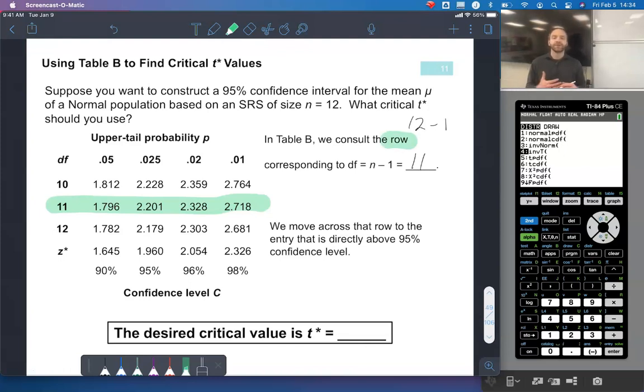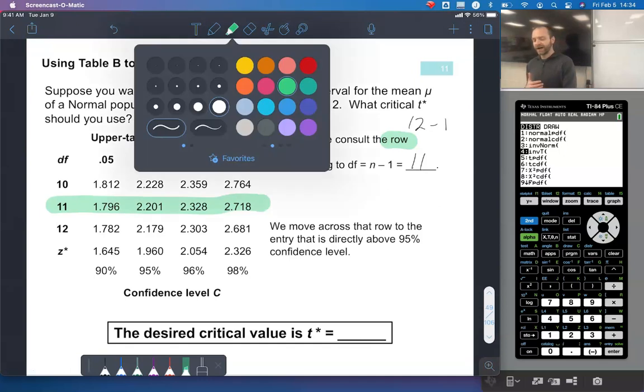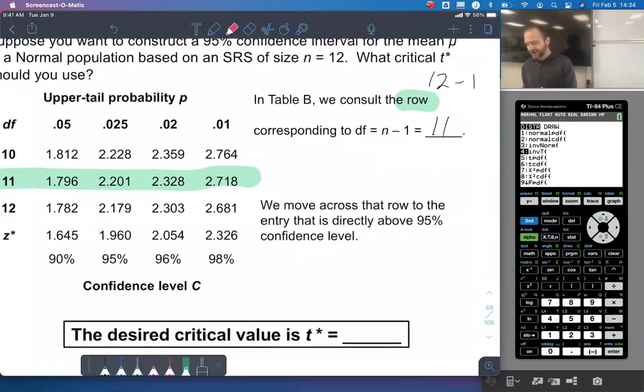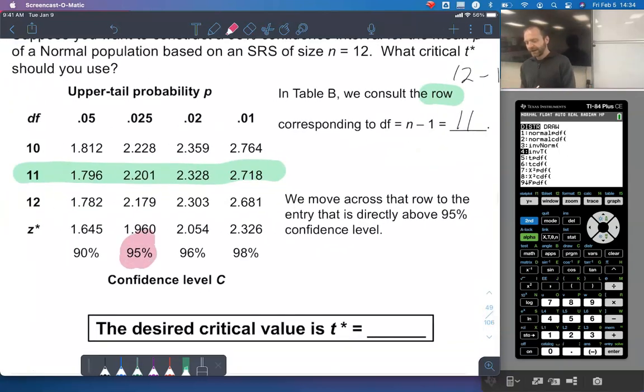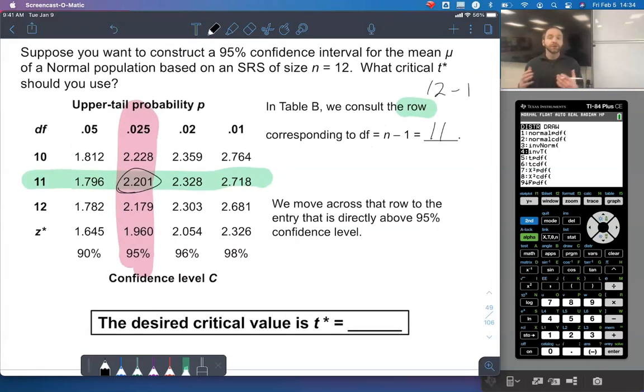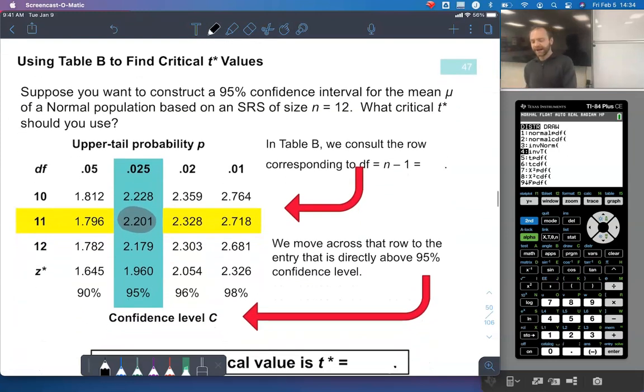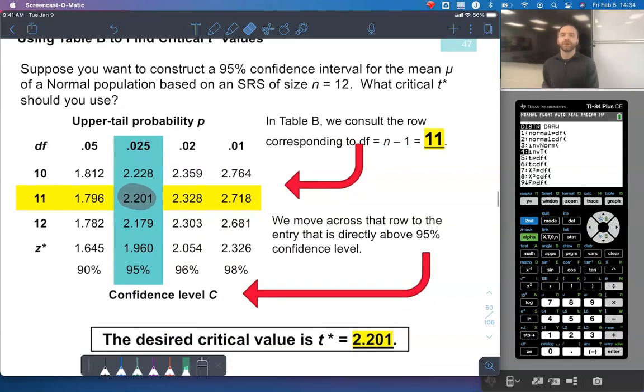Now what we're going to do is move across that row until it corresponds to the 95% confidence level. And so I look on that bottom part, I can see here's my 95% confidence level. And so right here is where I'm looking. And so right away I can see what my t star value is going to be. It's going to be 2.201. And so right here, what I did is I found my degrees of freedom to be 11, and I moved across, and I got a t star value of 2.201.